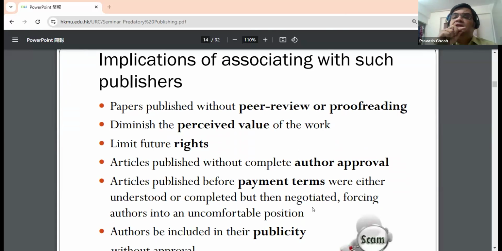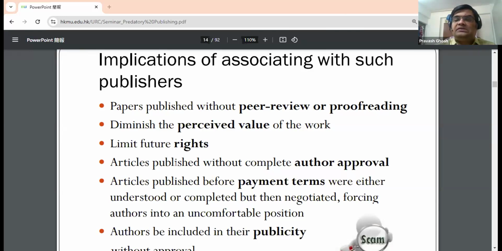But I have shown you in the benchmarking, they have clearly written: first the editor will send it to the reviewer, then the reviewer will do 3 to 4 rounds of review. After that, if they accept the paper, then only the payment will come. Otherwise, they will simply reject, right? But in a predatory journal, nothing will be written, even on the website.